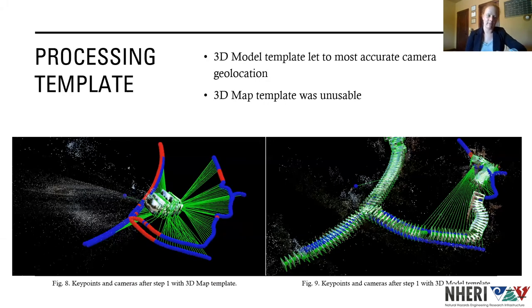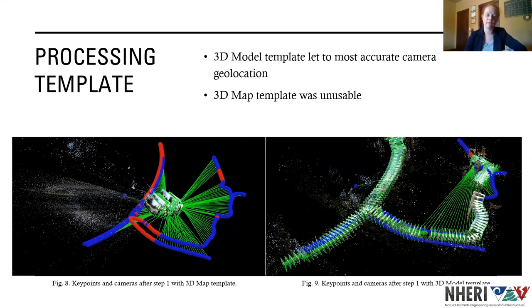So in Pix4D Mapper, first you have to decide on a processing template before you upload all the images. The processing templates you can pick from are 3D model or 3D maps. On the left, you can see this is where I used the 3D maps template. And the blue and red dots show where the Street View car was driving and where all the images were taken. And as you can see, the cameras were not even remotely accurately placed.